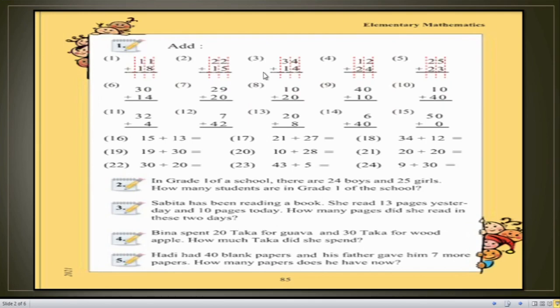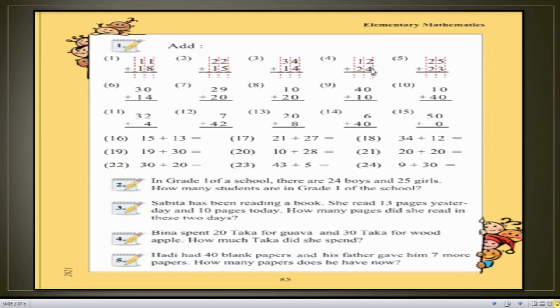If we see question number 3, you can see 34 plus 14. On our right hand side we can see 4 plus 4. Do you know what 4 plus 4 is equal to? We know that 4 plus 4 is equal to 8. So on our right hand side we should write 8, and on our left hand side, 3 plus 1 is equal to what? You know that 3 plus 1 is equal to 4, and that is why the answer of question number 3 will be 48.